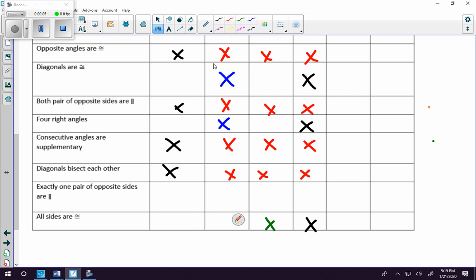Is there exactly one pair of opposite sides parallel in a trapezoid? Yes. So that holds true in trapezoid. And are all sides congruent in a trapezoid? No. Last but not least, isosceles trapezoid.